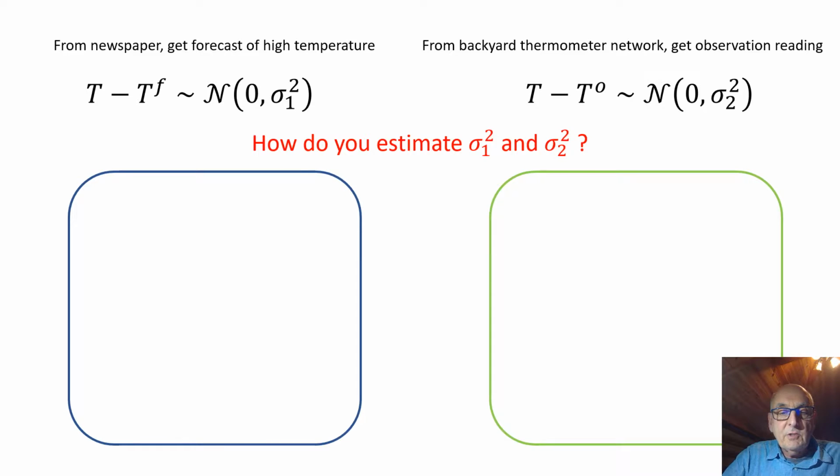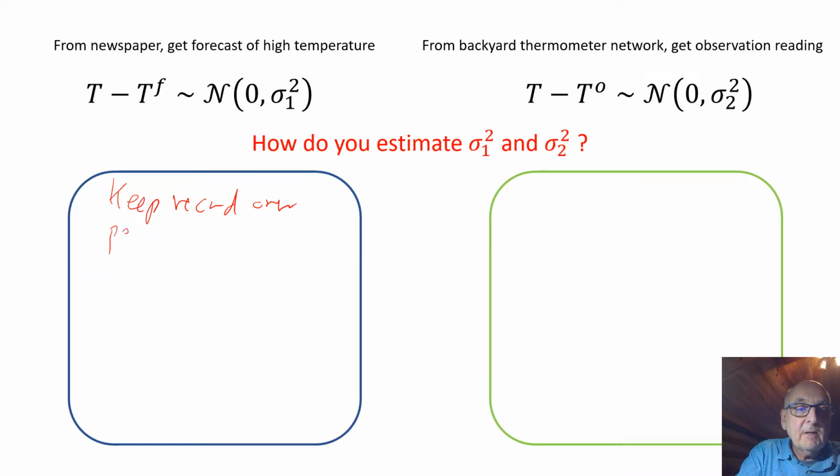So the question is, how are we actually going to get the variance sigma 1 squared and sigma 2 squared? How are we going to estimate those? So pause if you want and think about that for a moment. Okay, I think what's natural here, to do the one from the newspaper, is that we keep a record over a previous period of time, say for instance a month.